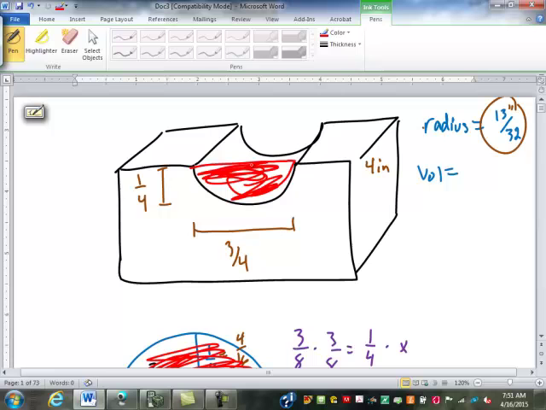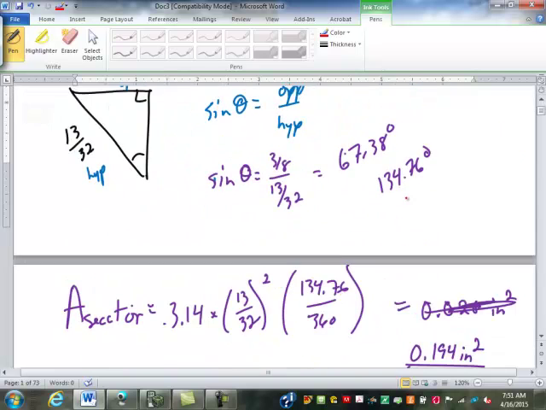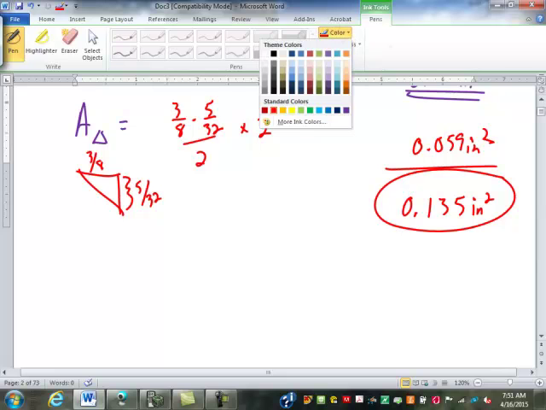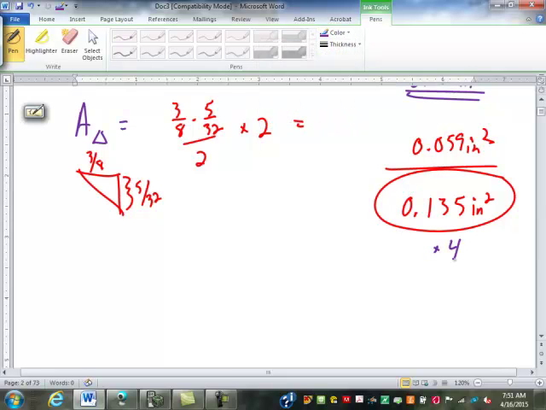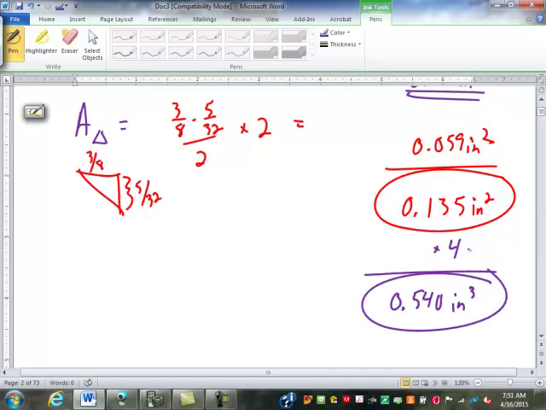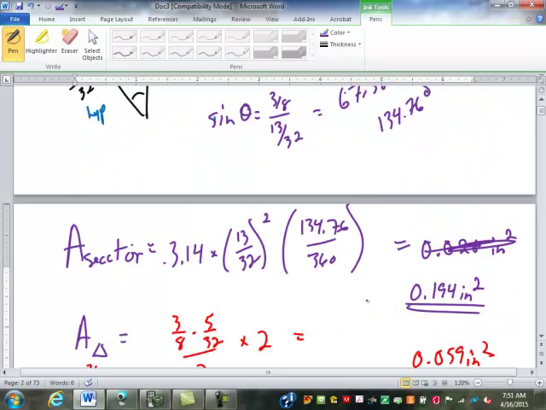To find the volume, it's just an area times the distance, so it's that area times 4 inches. So we're going to take 0.135 times 4, which gives us 0.540 inches cubed. That's the volume of the material removed, correct? Do you guys concur? How many of you had that answer? A couple. Cool.